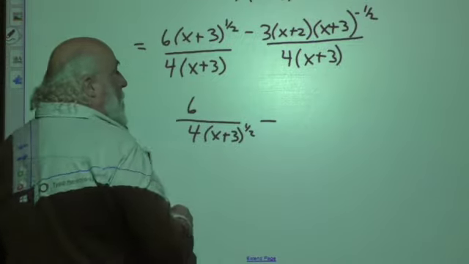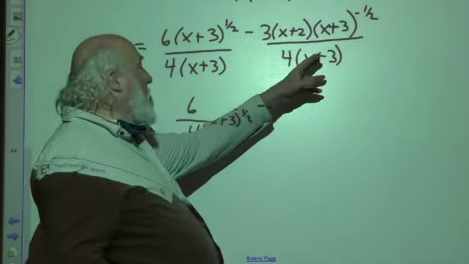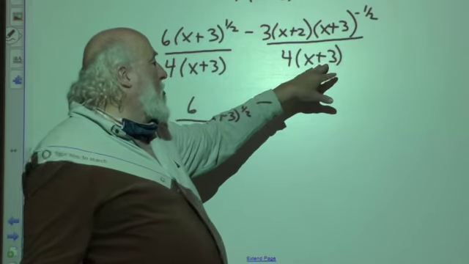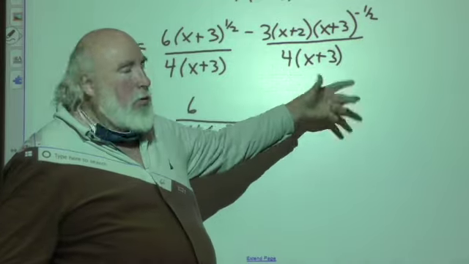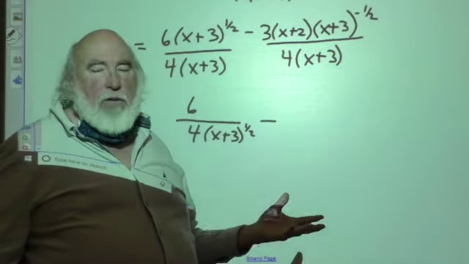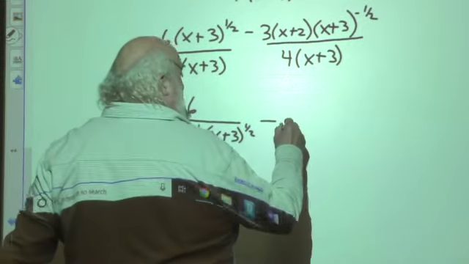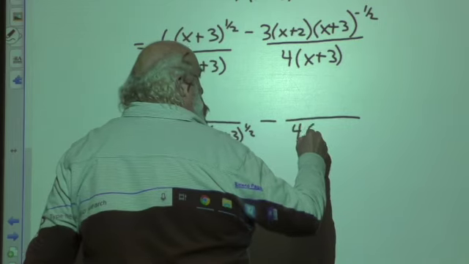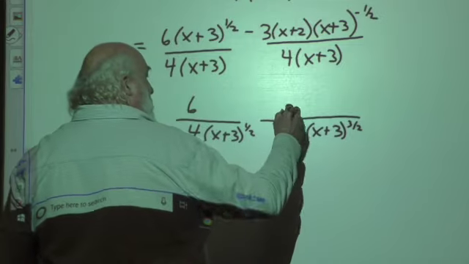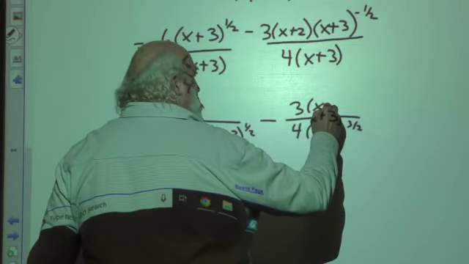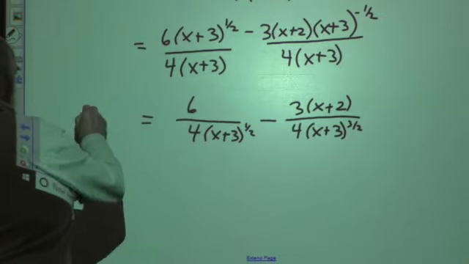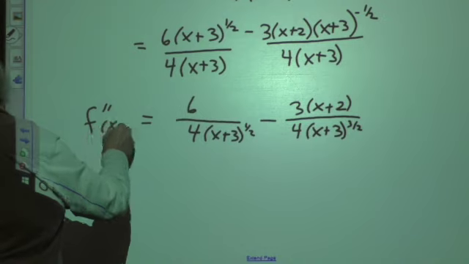Minus, same thing is happening over here. We've got (x + 3)^(-1/2) and (x + 3)^1. So we're going to subtract exponents again. 1 minus negative 1/2 is 3/2. So that means that the denominator is going to become 4 times (x + 3)^(3/2). And on top we have 3 times (x + 2). And I'll put the double prime x here.